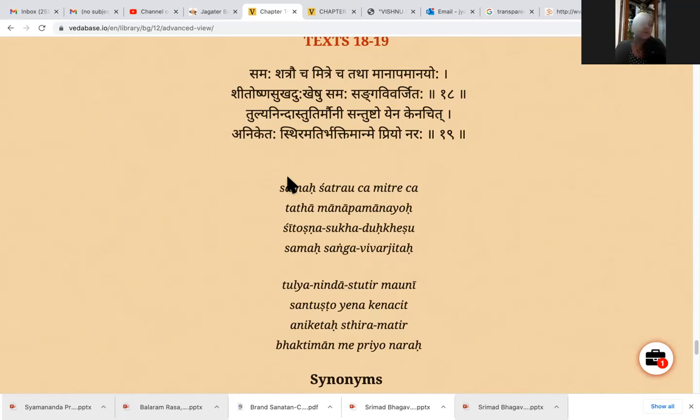Samah sangha-vivarjitah. Sama-sangha-vivarjitah. Perfect.